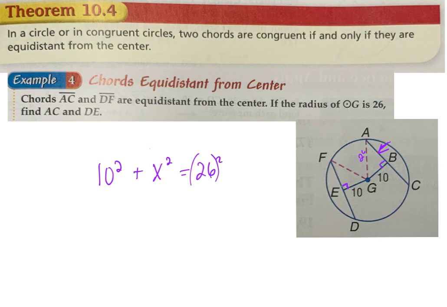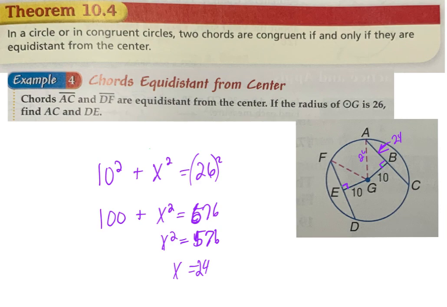When we do this, we're going to say 100 plus my x squared equals 576, or if we take the square root rather, is it 676? 676, and then that's 24 squared. All right, so we know that this is 24. We have a 10, 24, 26 triangle.